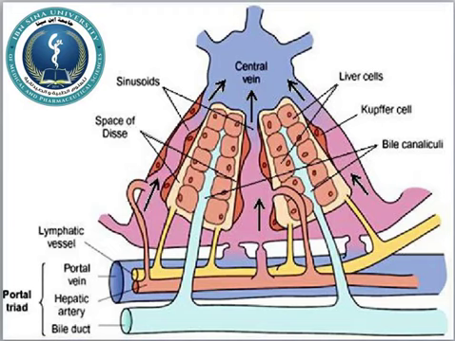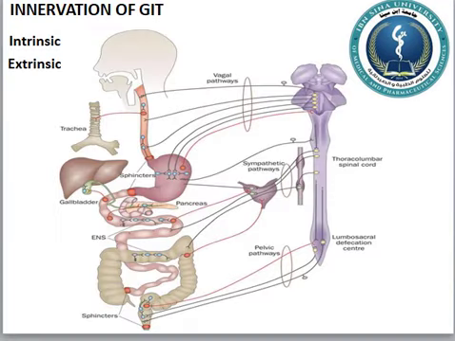Now after this we will discuss the innervation of the GIT. The GIT, like any organ, has an extrinsic nerve supply. The extrinsic nerve supply comes from the sympathetic and parasympathetic systems. Parasympathetic is by the vagal pathway, a pathway mediated by cholinergic transmission, while sympathetic is by adrenaline. Parasympathetic and sympathetic supply most of the organs in the GIT.